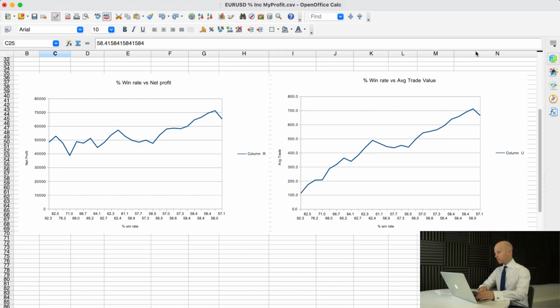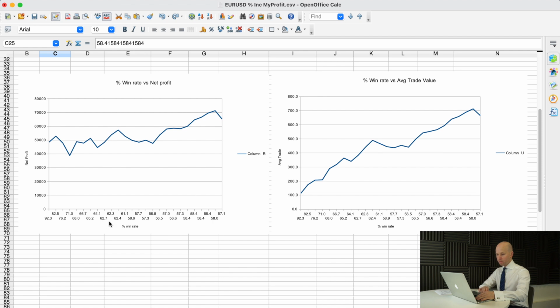I've taken the results from the optimization report I did using the fixed pip profit target, so where I went from 0 to 650 pip profit target, and I've plotted them in a couple of graphs. Now, this graph is the percentage win rate versus the net profit, and this one is the win rate versus the average trade value, or how large each individual trade is.